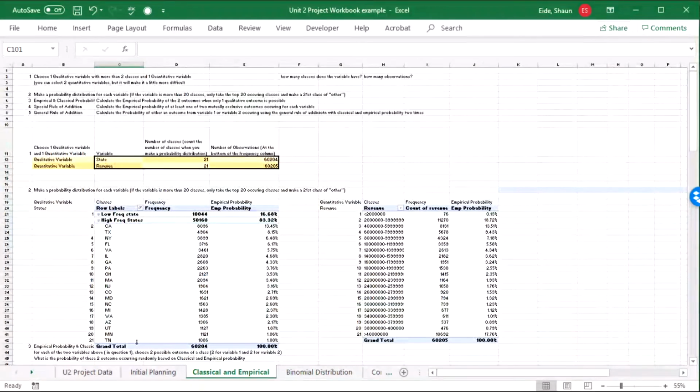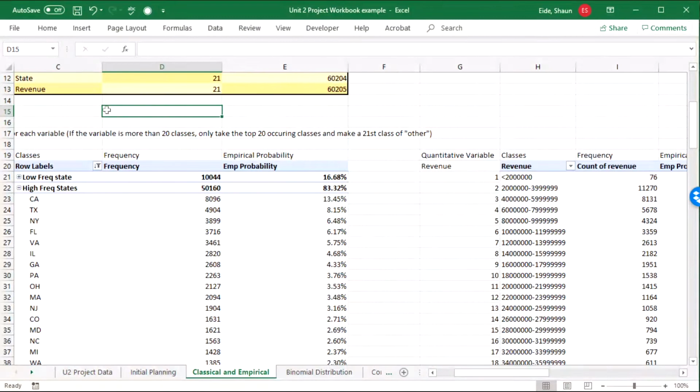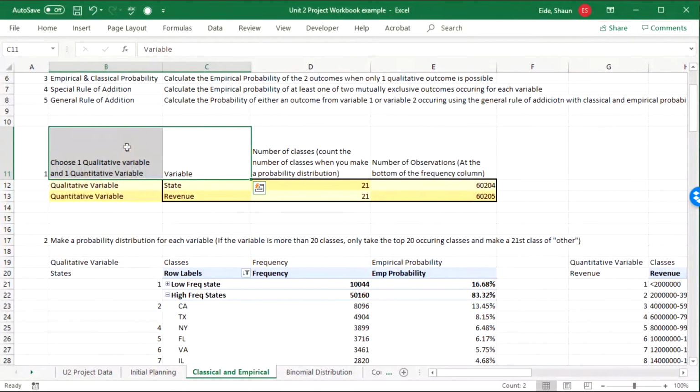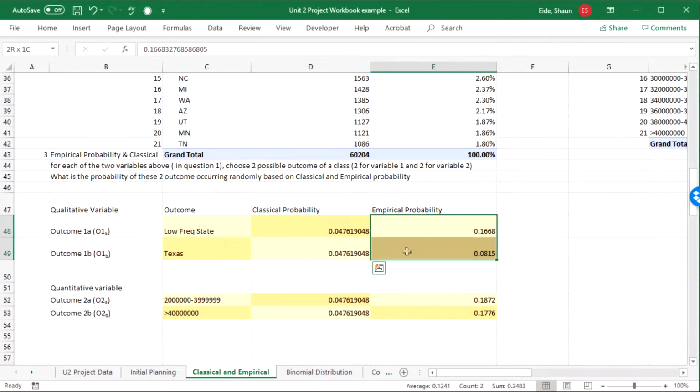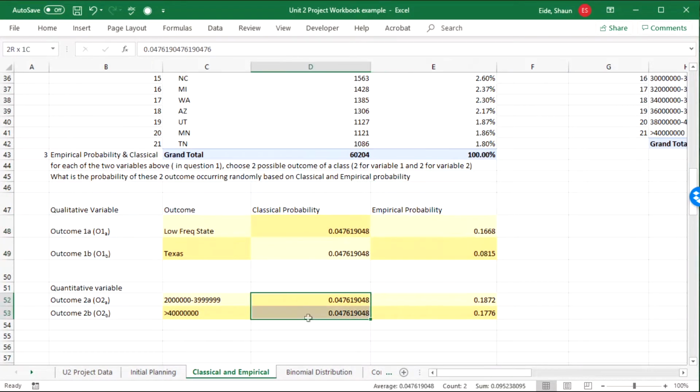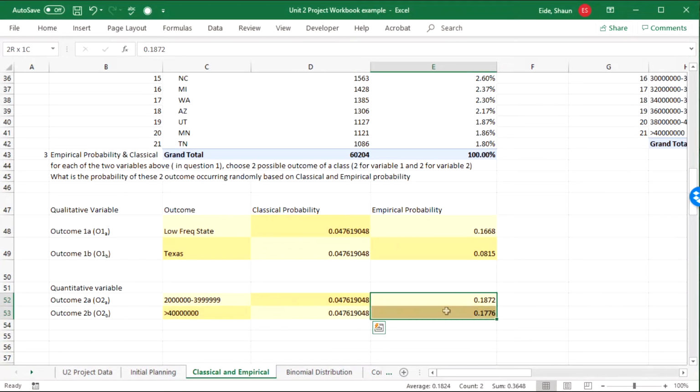So, in one of our last lectures, we took a look at state and revenue variables. And with the state and revenue variables, we specifically are interested in knowing what is the probability of a company randomly being from Texas or from a low frequency state. We've got the classical probability and the empirical probability here. Then we are also interested in whether or not their revenue is between 2 million up to 4 million or greater than 40 million. Once again, we've got the empirical probability and the classical probability right there.